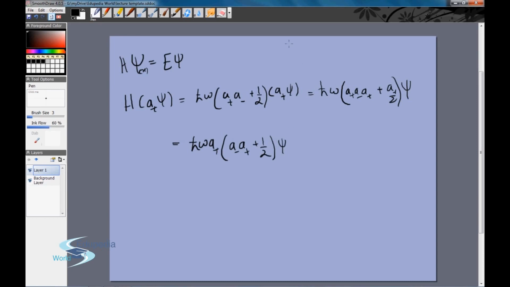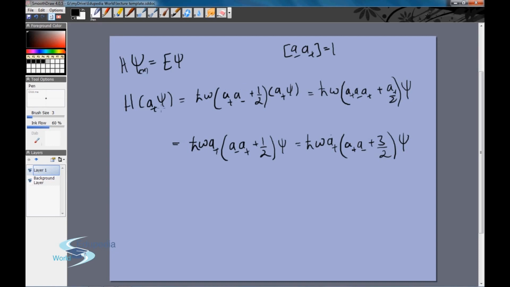And now we can use the commutation relation a minus a plus is equal to 1 to write a minus a plus in terms of a plus a minus. So this is equal to h omega a plus times a plus a minus and then plus 1 plus half. So plus 3 by 2 times psi.